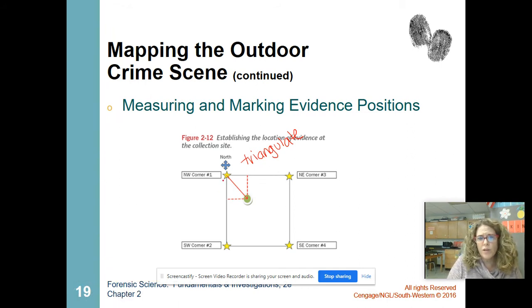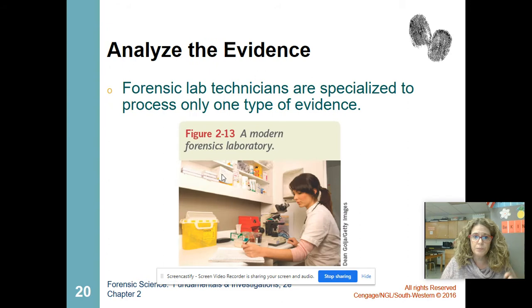Right, so then we can also measure on the diagonal to the corner. This is going to be important when we do our final sketch of the crime scene, because we want to be able to replicate the scene in as much detail as possible, because that's going to make for a stronger case in court.